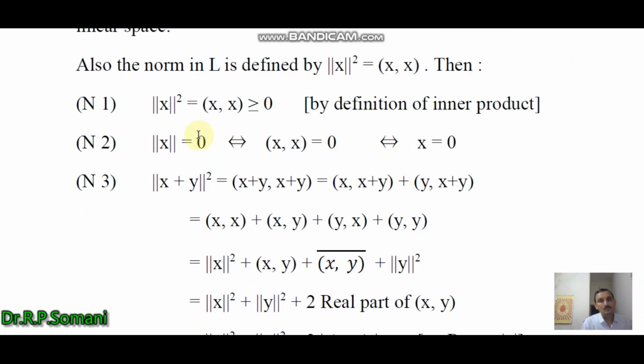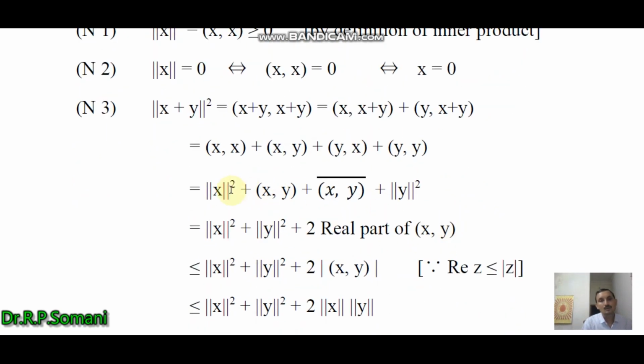Second, ||x|| = 0 implies the inner product (x, x) = 0, and this implies x = 0. The third one is that ||x + y||² by definition equals the inner product (x + y, x + y). Then we expand this and obtain (x, x) + (x, y) + (y, x) + (y, y), and this is equal to ||x||² + (x, y) + conjugate of (x, y) + ||y||².